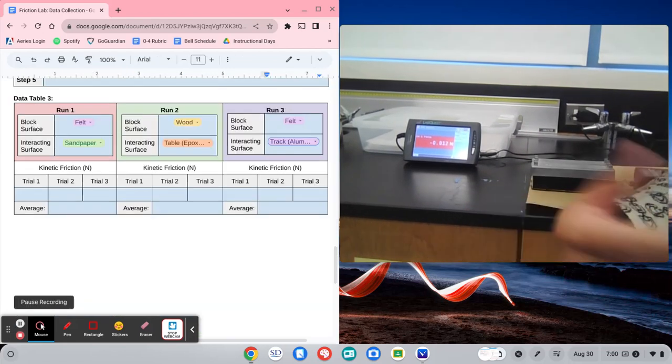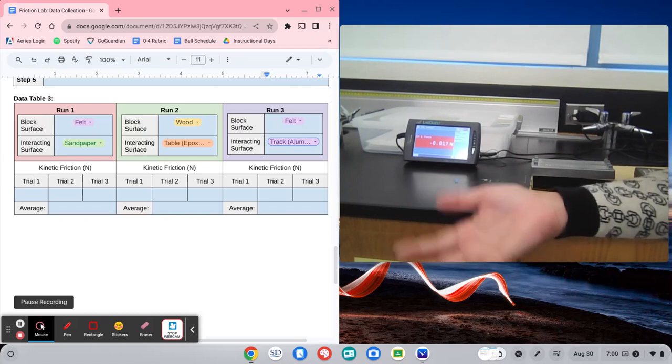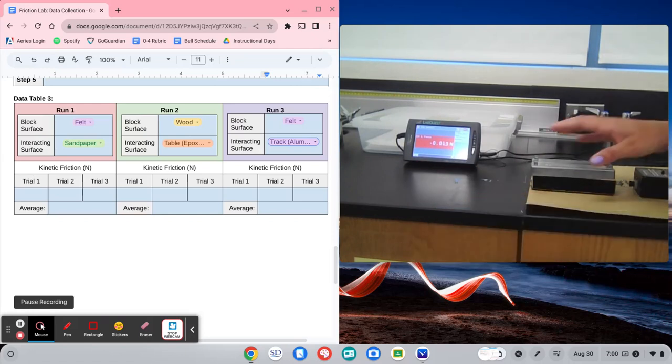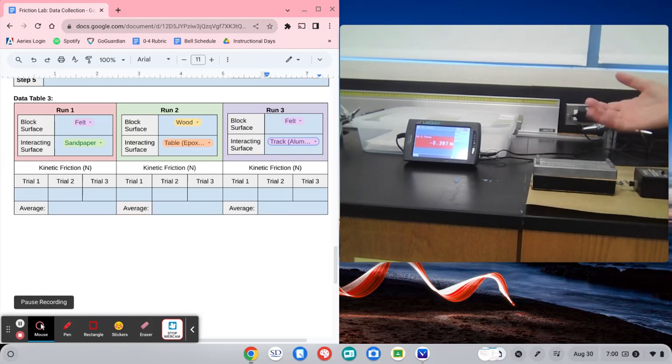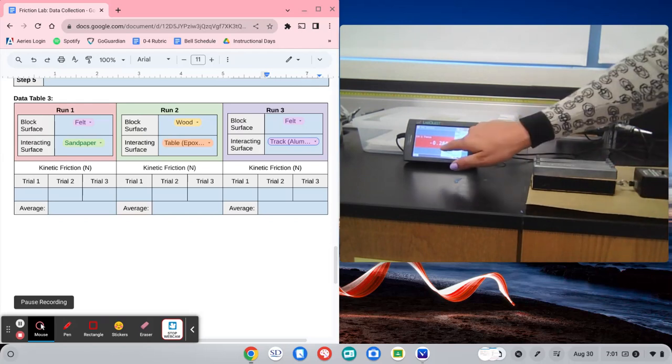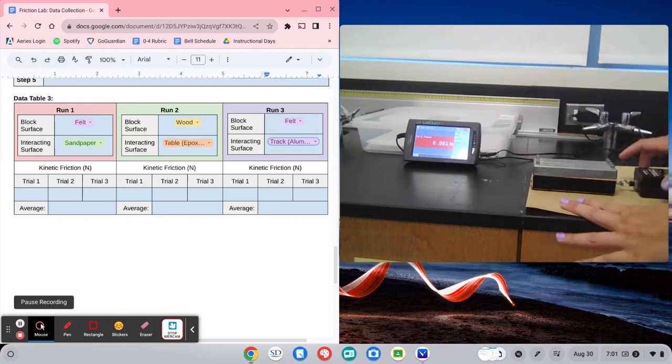So on the left here are my different combinations. I'm going to be pulling each one at a constant velocity. I'm going to have 2 bar masses on top for every trial. I just want to maximize that friction just so I can get a little more of an accurate reading. So for the first one, I have the felt side down on the block, and I'm going to pull it across sandpaper 3 times and get an average kinetic friction.